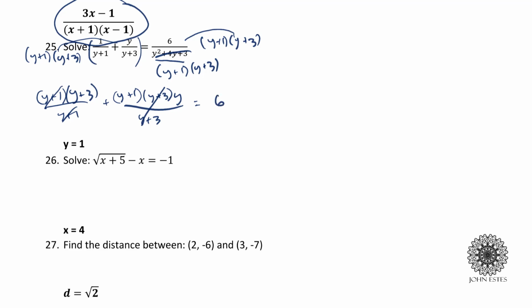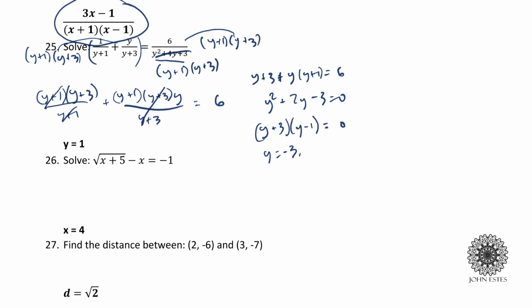So then you end up with the equation y plus 3 plus y times y plus 1 equals 6, which ends up being a quadratic. So I end up with y squared plus how many y's? 2 y's. Bringing over the 3, get negative 3 equals 0. So that's going to be y plus 3 and y minus 1. So I end up with y equals negative 3 and 1.